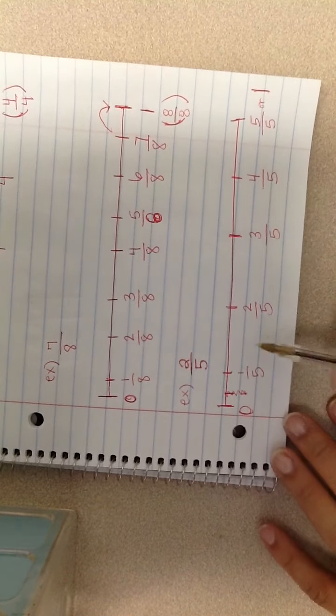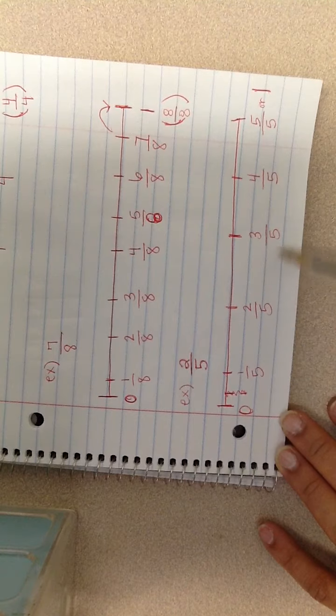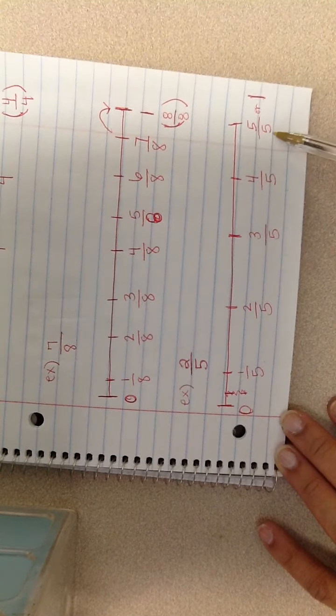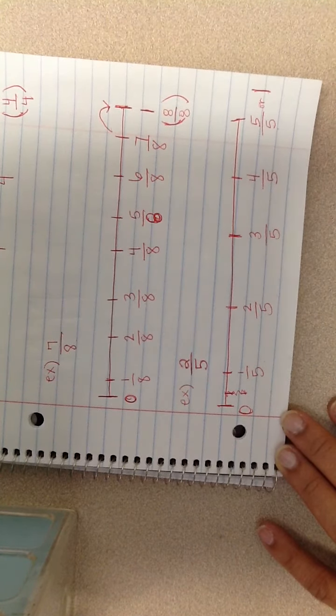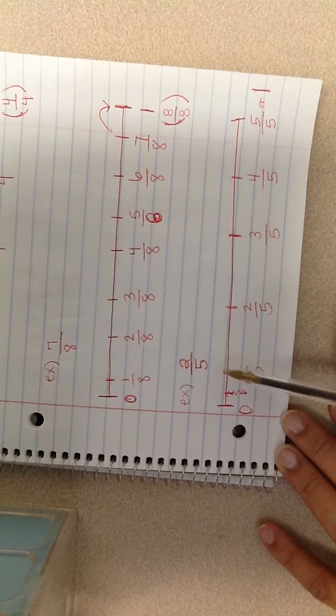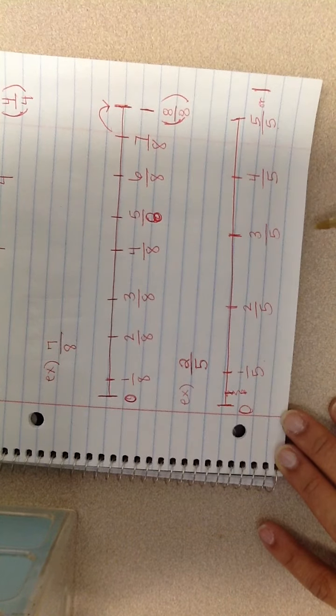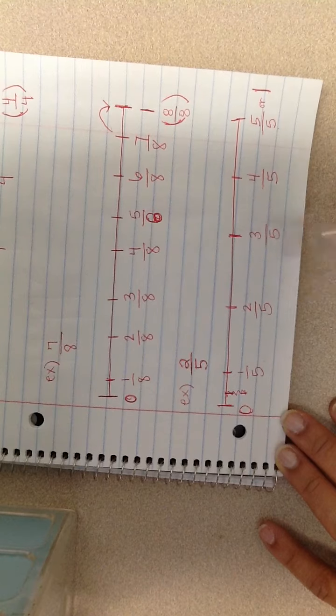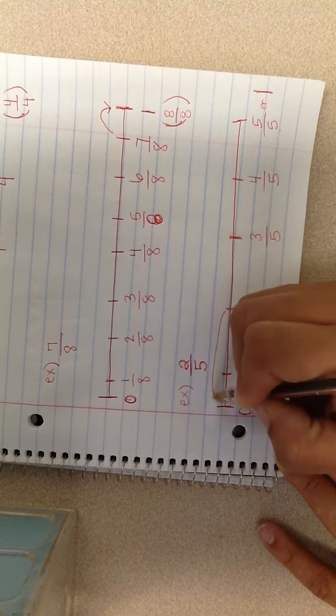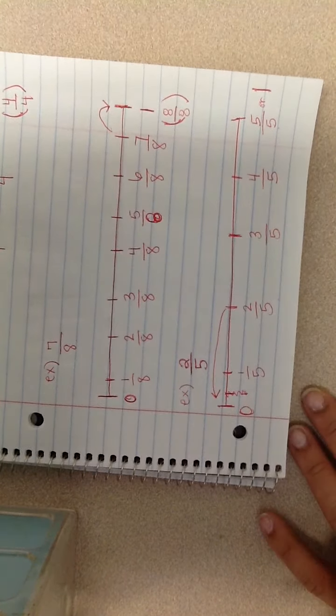So we see that 0, 1/5, 2/5, 3/5, 4/5, and then we end at 5/5 or 1 whole. Again, 2/5 is between 0 and 1, and if we're looking at 2/5, which is it closest to, it would actually be closer to that 0 mark.